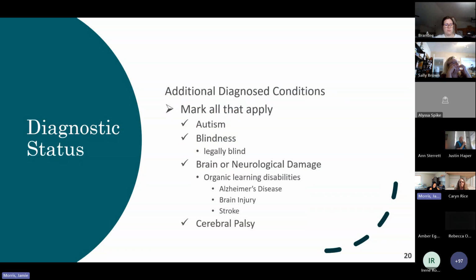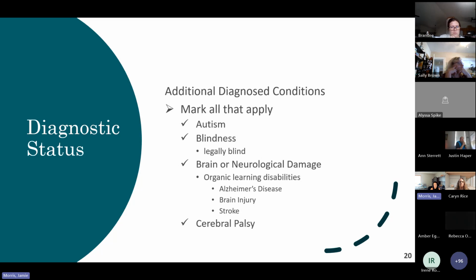Now we can move on to column number 2, which is the additional diagnosed conditions. This is a mark all that apply. So again, we're verifying these. We shouldn't be including any type of diagnosis or condition unless it's verified through medical or psychological or psychiatric documentation, and this one we do have a vision one that would be verifying this.